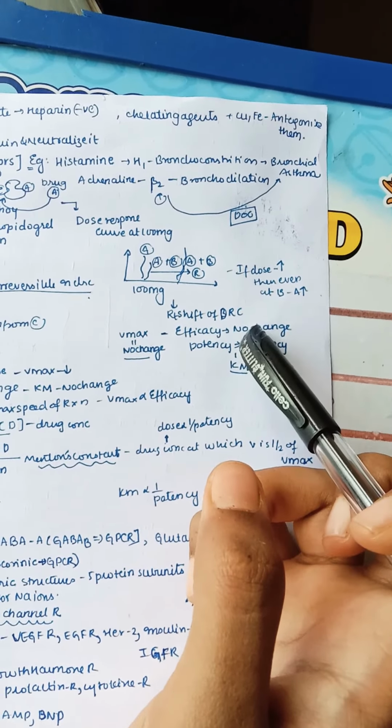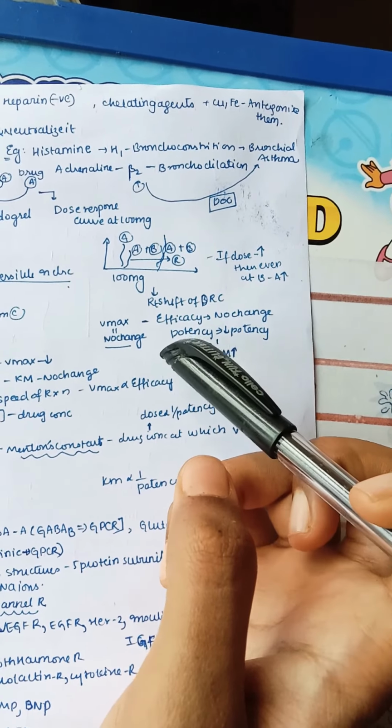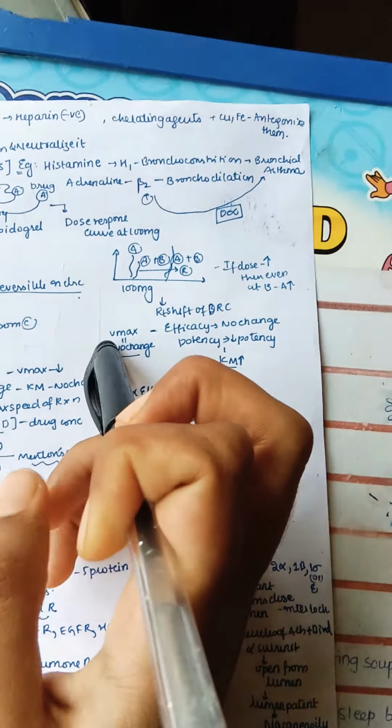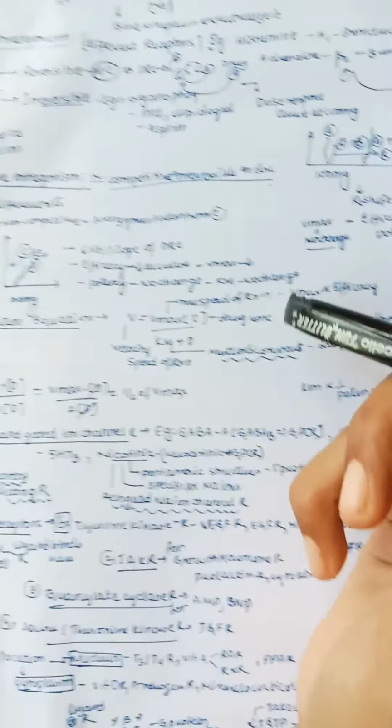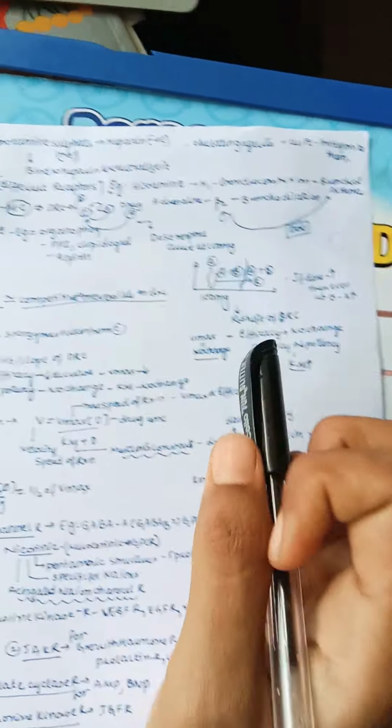So a right shift of the DRC is seen. Vmax is no change, efficacy no change, and potency is decreased, so Km is increased. How Km and Vmax are changed, these values we will come to know by the Michaelis-Menten equation. Later we can understand this.